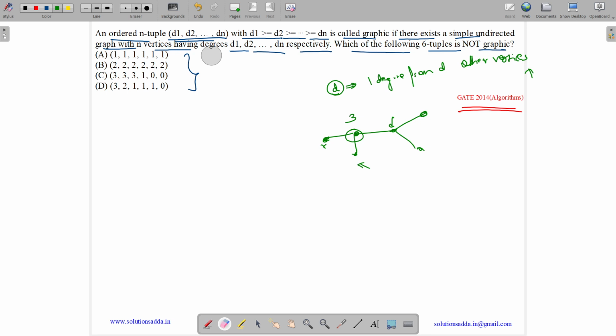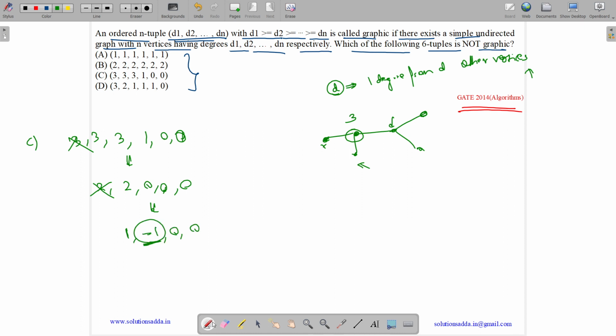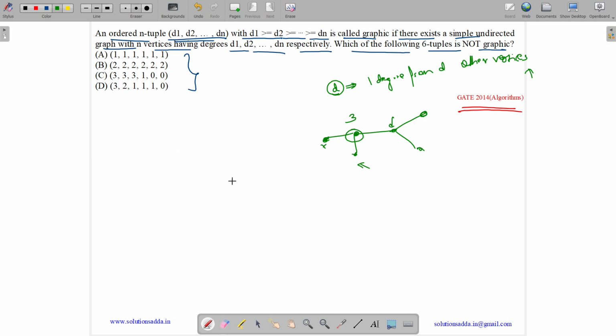Now let us see option C. Option C says 3, 3, 3, 1, 0, 0. Let us remove this 3. We must reduce 1 from 3 vertices. So we get 2, 2, 0, 0, 0. Now if we remove this, we must reduce 1, 1 from 2 vertices. So 2 minus 1 is 1, 0 minus 1 is minus 1, 0, 0. We get a negative degree. So this does not represent a graph. So C does not represent a graph, and the question asks which is not graphic. So C is not graphic.